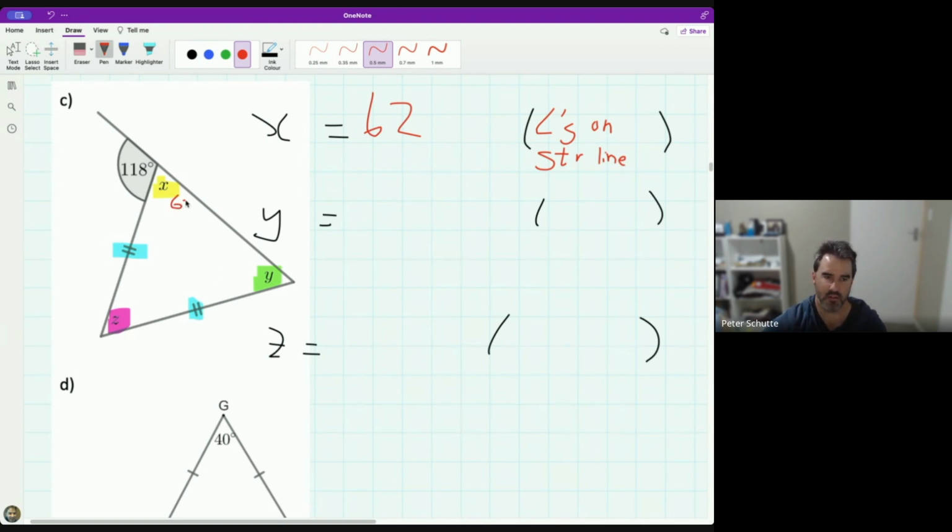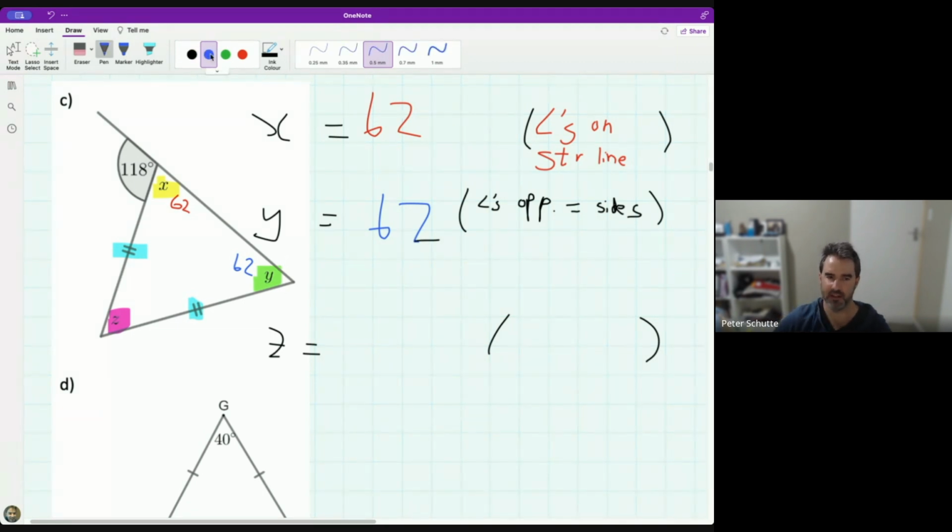But because these two are equal, the angles opposite them will be equal. And that is 62. The reason for that is called angles opposite equal sides. We can abbreviate opposite with OPP and a dot. So: angles opposite equal sides. When we know that the angles are equal, the sides opposite them must also be equal. And so this is going to be 62.